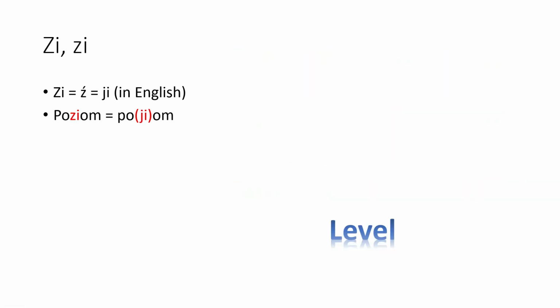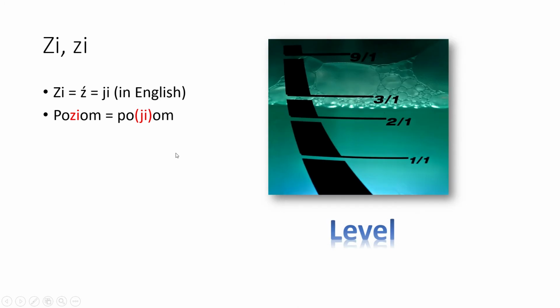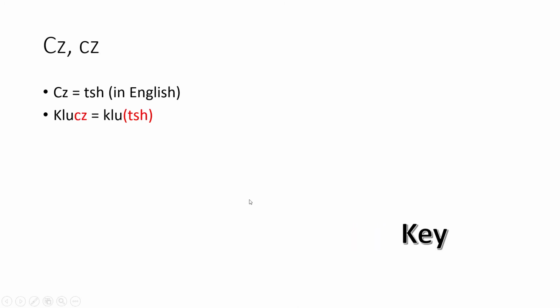The Z with the I, it's like the Z with an accent. J, shortened I, so poziom. Not poziom, poziom. Poziom, okay? Level, okay? Okay, so let's move to composed letters.